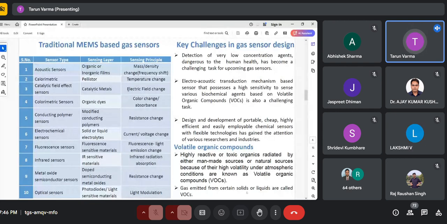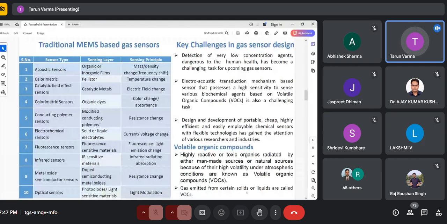Some 10 types of sensors have been defined, ending with optical sensors that sense the optical light. Those sensors will be photodiodes or light sensitive materials, and light modulation will be done. This we can easily use with the traditional devices which we have. Optical technologies are now coming up, so optical amplifiers are there. Optical sensors can also integrate with the existing devices.